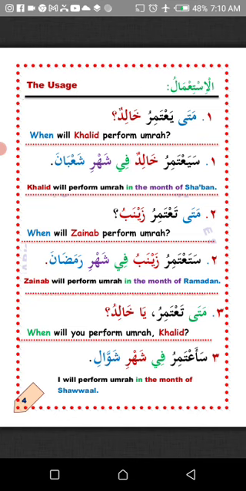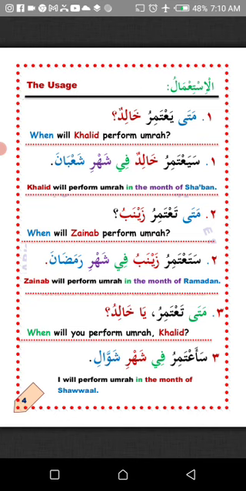Now the answer. Sa-ya'tamiru Khalidun fi shahr Sha'ban. Sa-ya'tamiru Khalid. Khalid will perform umrah fi shahr Sha'ban, in the month of Sha'ban. Ithnan, number two.